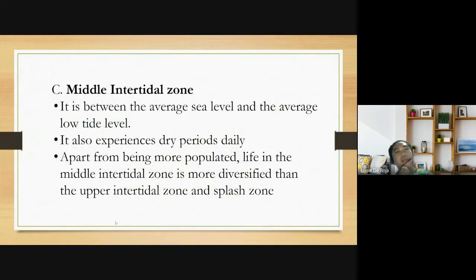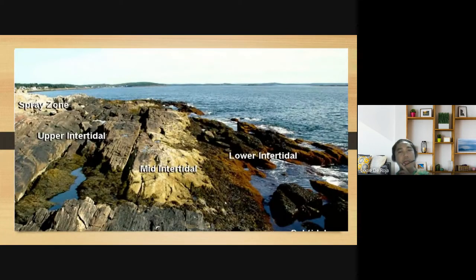Next is middle intertidal zone. It is between the average sea level and the average low tide level. It also experiences dry periods daily, apart from being more populated. Life in a middle intertidal zone is more diversified than upper intertidal zone and splash zone. So dito sa middle intertidal zone, maraming mga sea creatures na ang naninirahan dito.